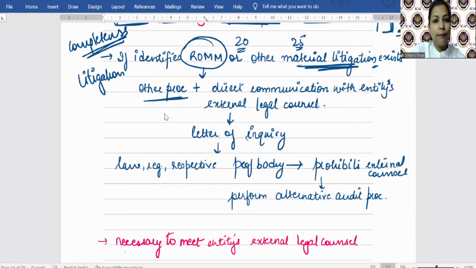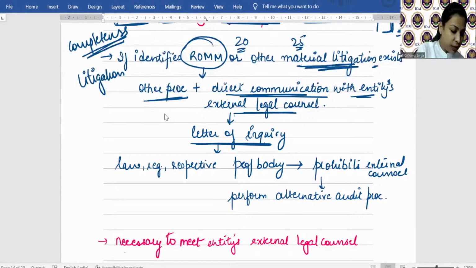Perform other procedures and directly communicate with entities external legal counsel. जो भी advocates थे, जिसको hire किया, जिसको payments किया गया है, directly communicate with them. अब directly communicate करने के लिए, see, SA says, like SA has given certain requirements. See, you are a professional, they are also a professional. So meet them professionally. First, send a letter of inquiry to them. Letter of inquiry requesting the entity's external legal counsel to communicate directly to the auditor. कि भाई मेरे से directly communicate करो.